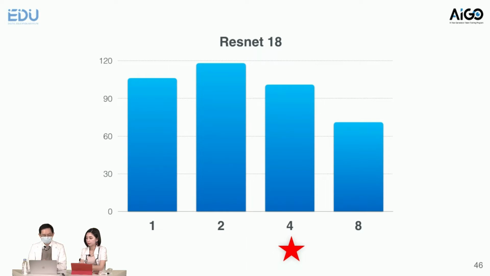How can this happen? Why do I spend so much money to buy 8 GPU, but I get an even worse result? That sounds ridiculous. Yeah, and also I don't have a lot of money. Yeah.